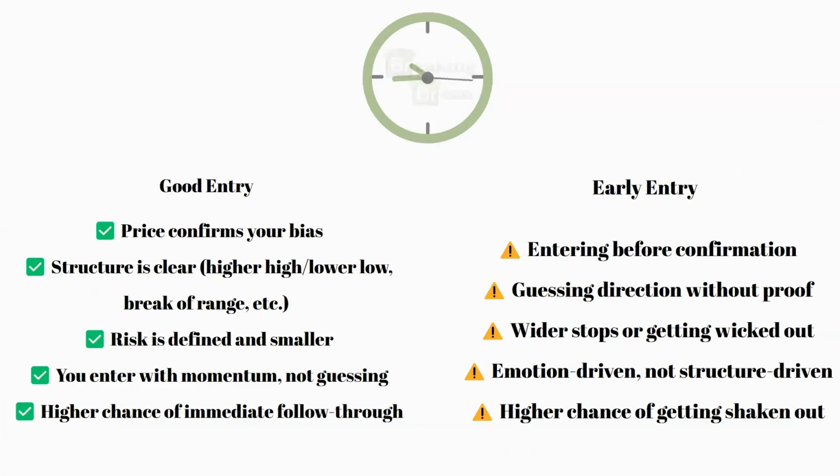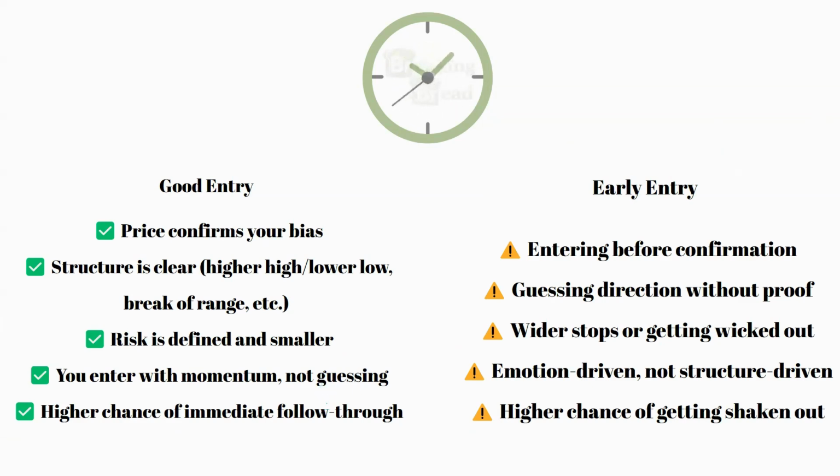Having a good entry will confirm your bias. So you let price confirm your bias. Your structure is going to be clear. We can identify, are we making higher highs, lower lows? Are we breaking out of a range? Are we respecting major levels? Right? Your risk is defined and it's smaller. You enter with momentum and you're not guessing, and you have a higher chance of immediate follow through. So we know after price pulls back and starts heading in the direction that it wants to go, it shouldn't pull back again like that, right? It should keep going and create more levels. So that's with a good entry.